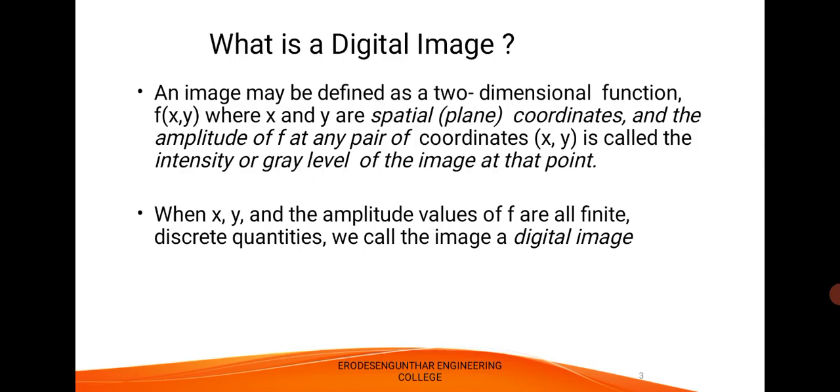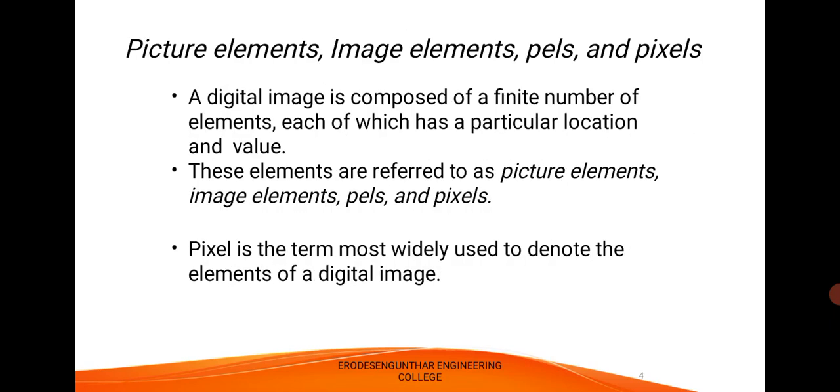When the x comma y and amplitude values of f are all finite and discrete quantities, we call the image a digital image. A digital image is composed of a finite number of elements, each having a particular location and a value. These elements are called picture elements, image elements, pels, and pixels. Pixel is the most commonly used term to denote the elements of a digital image.